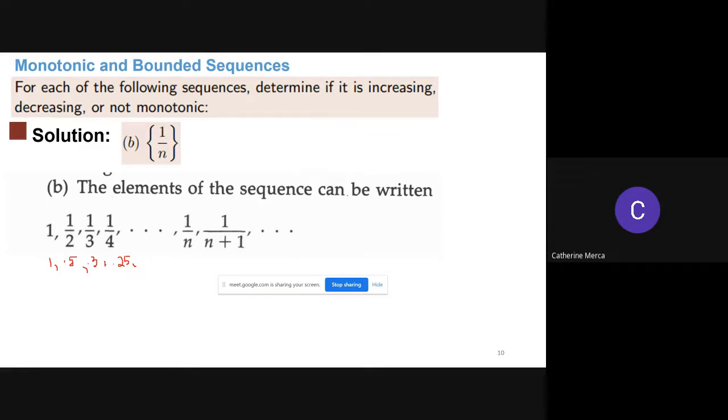But you make use of this. Notice that the divisor in the next term is bigger than the divisor here. So, meaning to say, the next term is actually smaller. It will decrease because the divisor is bigger. The numerator, or the dividend, is 1 in both, so the dividend is the same. So, 1 over n plus 1 is less than 1 over n.